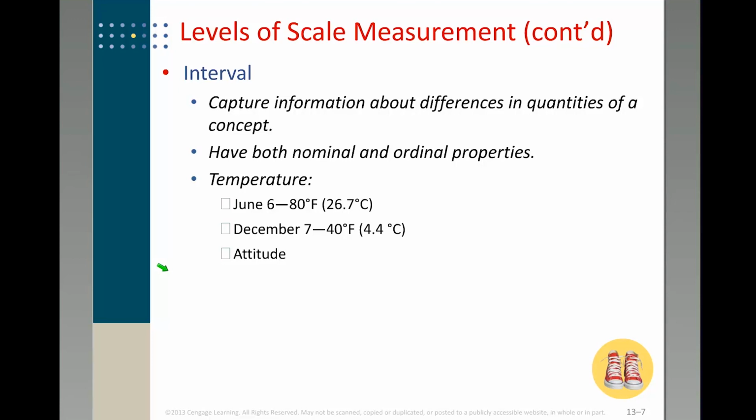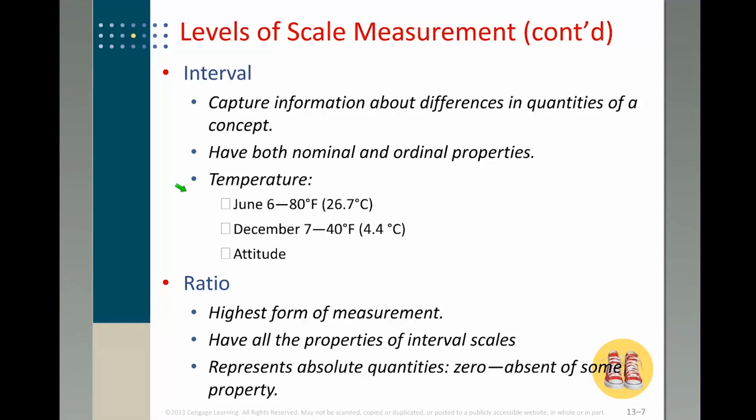Okay? And of course, interval data will have both nominal and ordinal properties because you could classify interval data. But basically, you're going to define several intervals, several ranges within the data scale. And you can also rank order them, of course. Most of the time, the more the better, okay? Here's one example of interval data, temperature, okay? We could say June the 6th, the temperature is 80 Fahrenheit. December the 7th, temperature is 40 Fahrenheit, okay? Now, attitude is also an interval level.